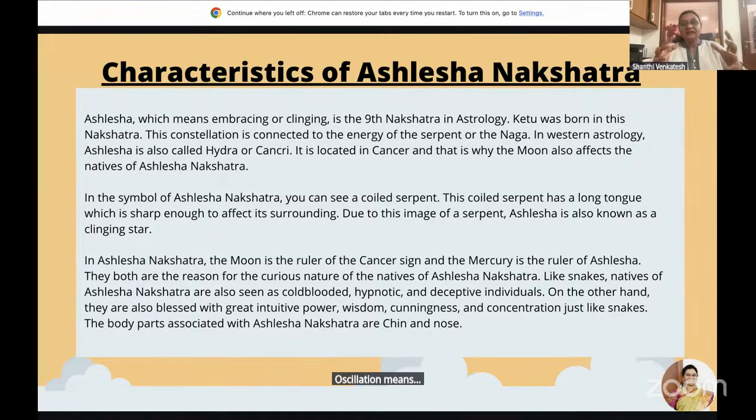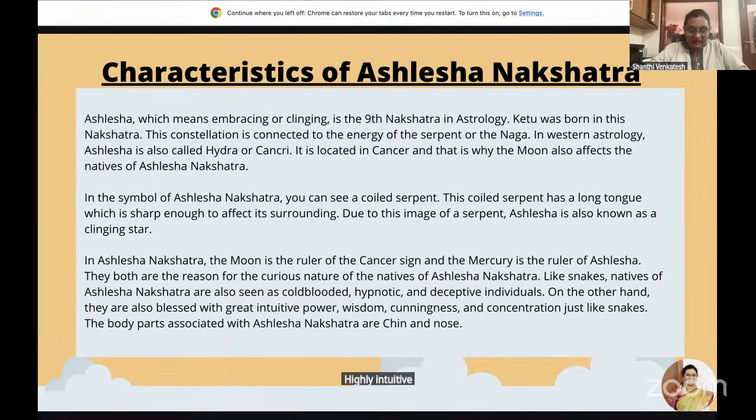Ashlesha means clinging, the embracing or the clinging nature. Ketu was born in this nakshatra, Ashlesha nakshatra. So this nakshatra is connected to the energy of a serpent or a snake. If you see the symbol of Ashlesha nakshatra, it's a coiled serpent, the coiled serpent which has a long tongue. And if you see a snake, how does it hold on to things? It just clings, or it just embraces things. That is the nature of Ashlesha.